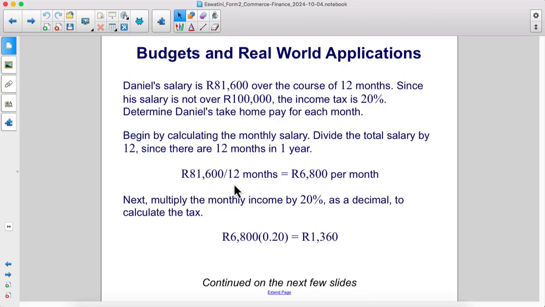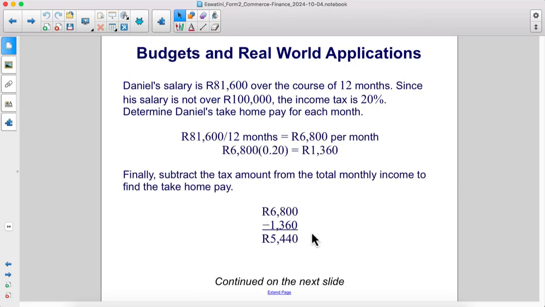81,600 Rand divided by 12 months gives us a monthly salary of 6,800 Rand per month. Next, multiply the monthly income by 20% as a decimal, so that's 0.2, to calculate the tax. So the tax is 1,360 Rand.